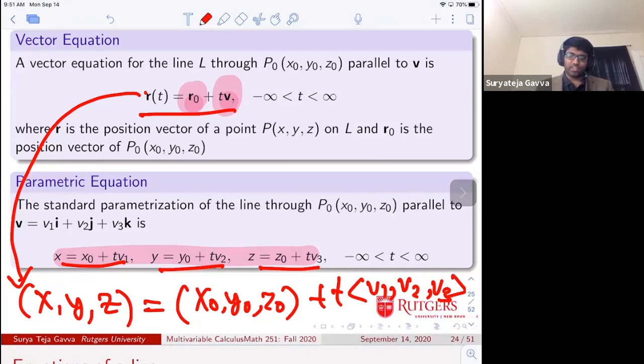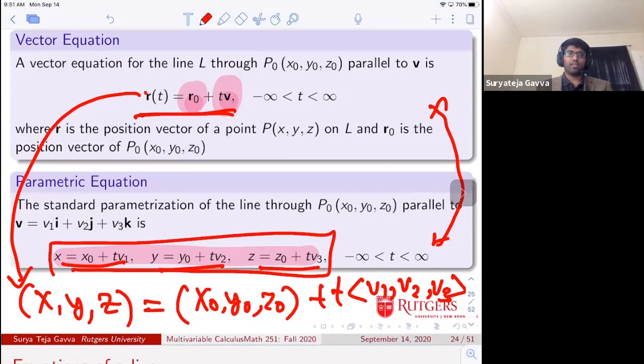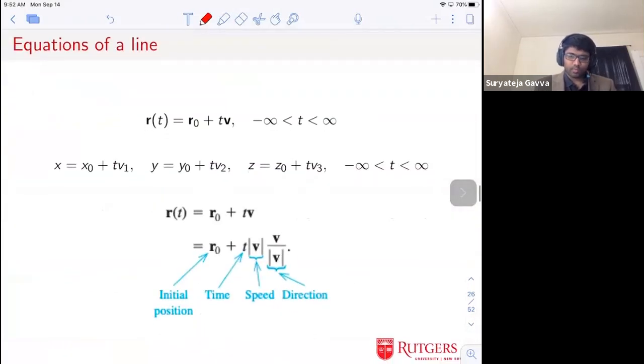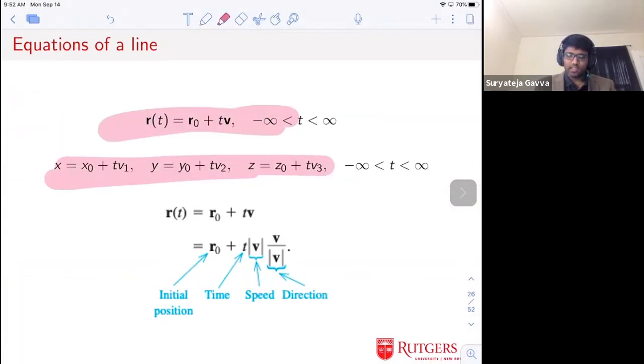So these are two different ways to write the equations. This is called the vector form of the equation. This is called the parametric form of the equation. So if I want to write equations of lines, the first thing is the vector form, and the second is the parametric equation in terms of the coordinates.